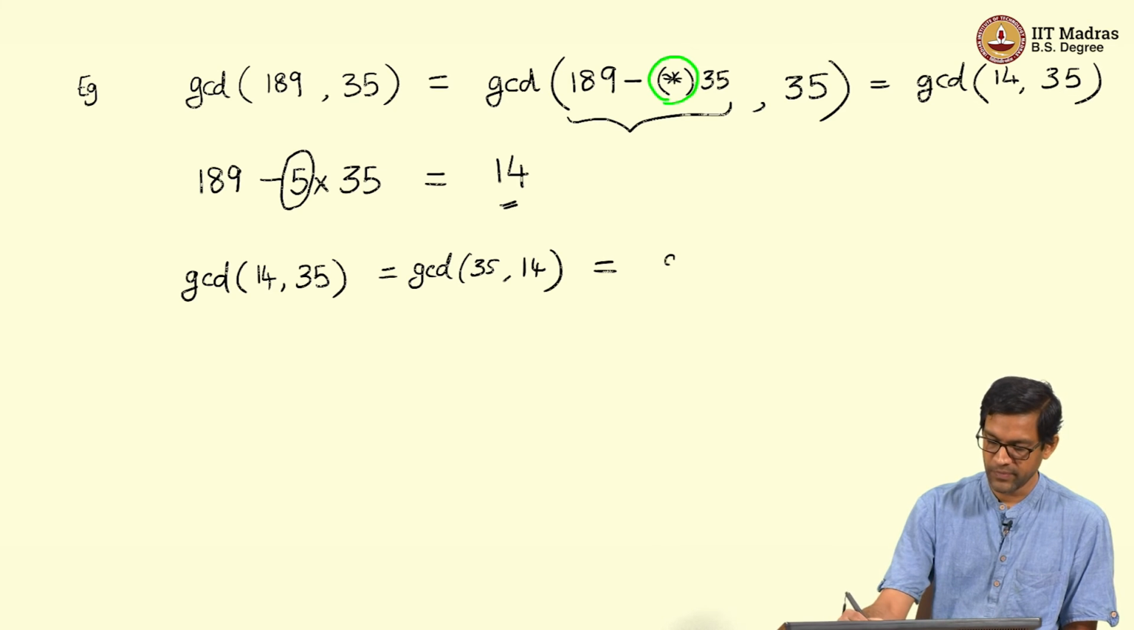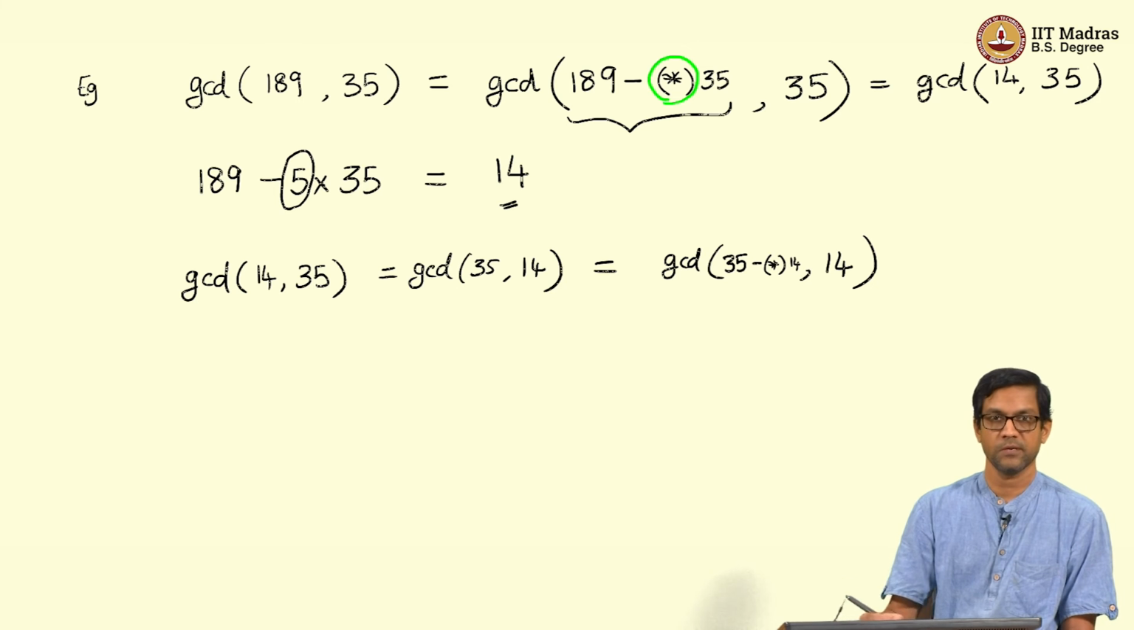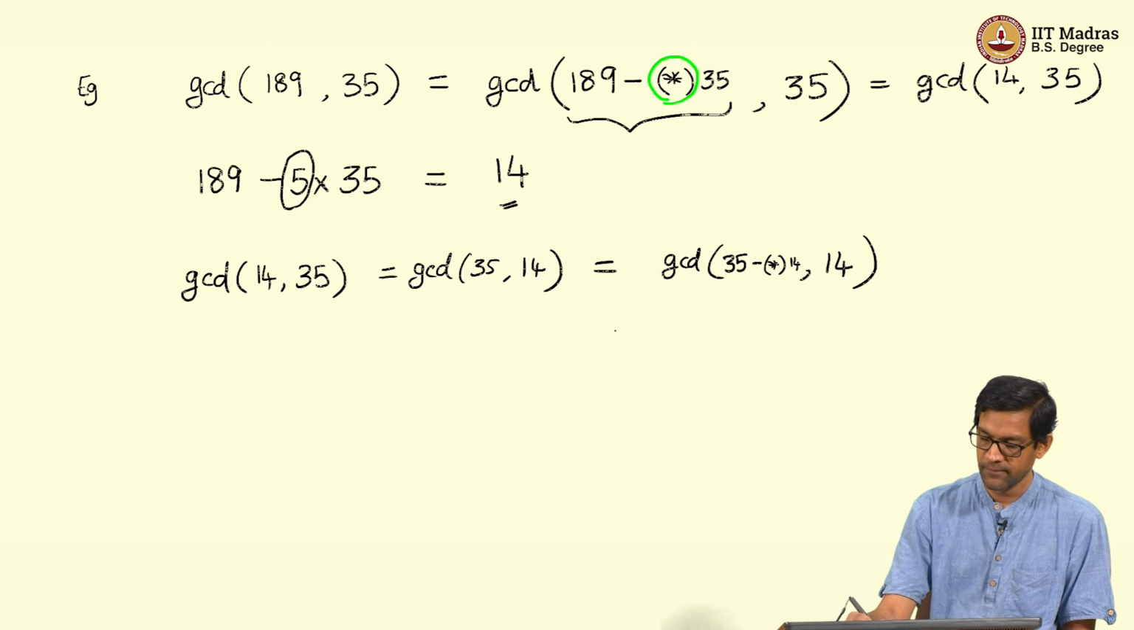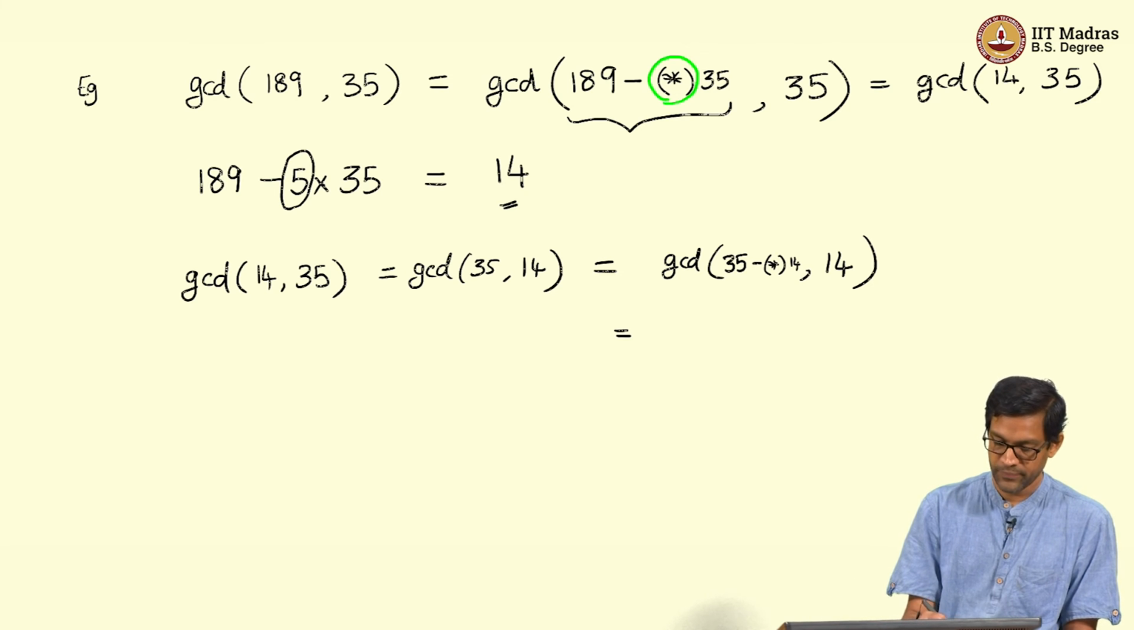And now I do the same thing. I keep the smaller number as it is and replace the larger number by 35 minus some appropriately chosen multiple of 14, so that this number is as small as possible. So, I want a reduction of size to the best possible extent. Now what multiple of 14 will give me something small? Well, 14 2s are 28 and 35 minus 28 is a 7. So, I do that.